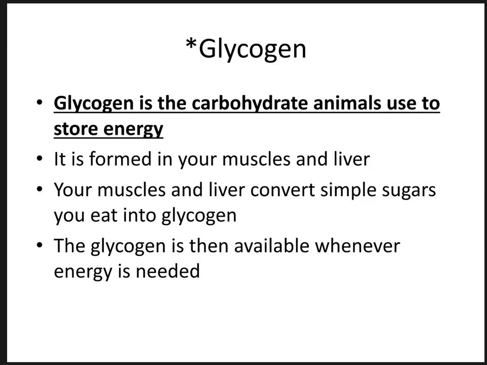In animals, we use a form of sugar called glycogen as our storage for carbohydrates. So this is specific for animals. It is formed in your muscle and your liver. Your muscles and your liver convert simple sugars that you eat into glycogen with the use of the hormone insulin. And then the glycogen is made available by another hormone called glucagon whenever you need energy.